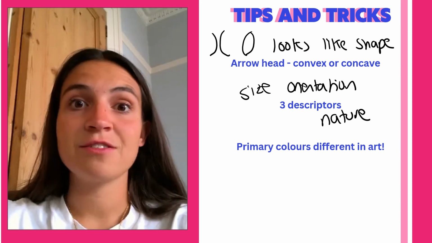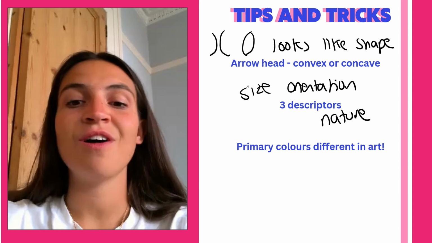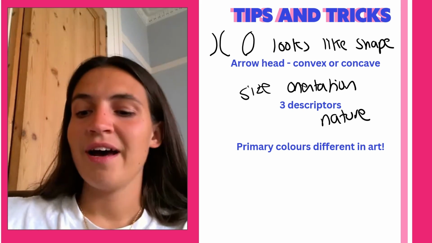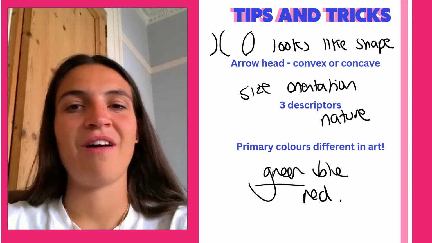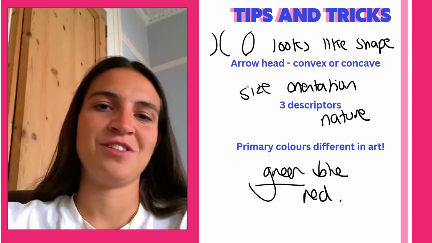Remember, you need 3 descriptors if it asks you to describe an image. You always talk about its size, orientation, and its nature. Is it real or is it virtual? Final one is that your primary colours are different in art to what they are with light. So it is green, blue, and red as opposed to yellow.